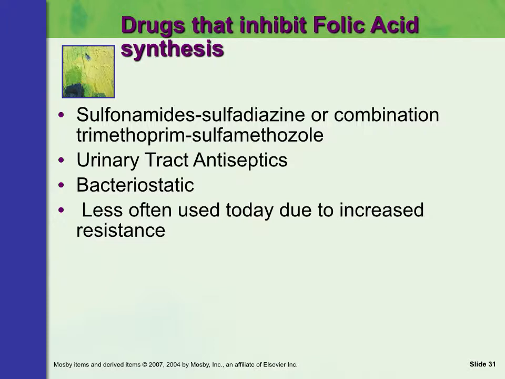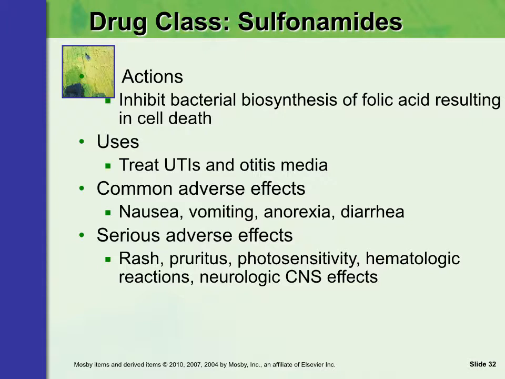Drugs that interfere with the folic acid, like sulfonamides. Sulfadiazine is an example of that. There's a combination drug that is trimethoprim slash sulfamethoxazole, TMP slash SMZ, sometimes it's abbreviated as. This category is bacteriostatic. There's a lot more resistance now because it's used quite often for patients. So because of the resistance, we can't use it quite so much. It's not as effective.